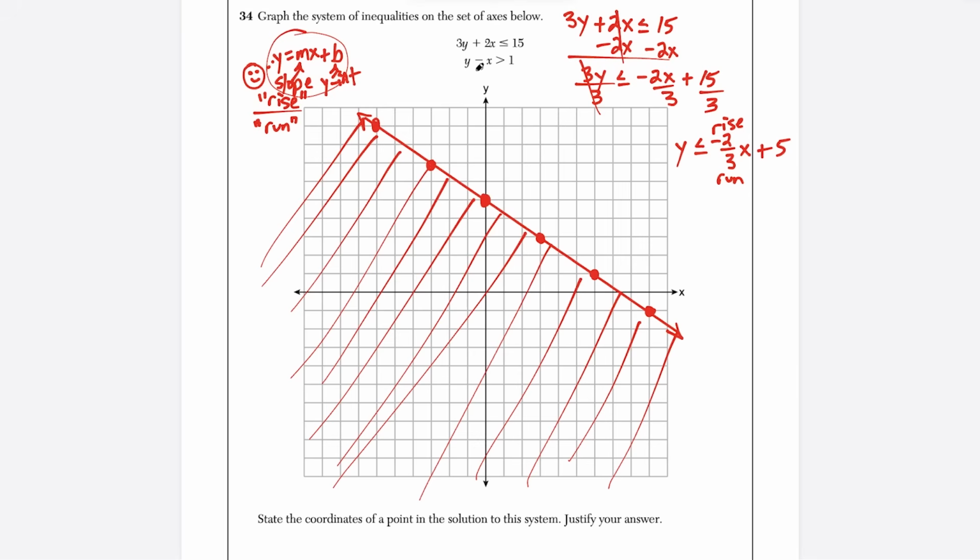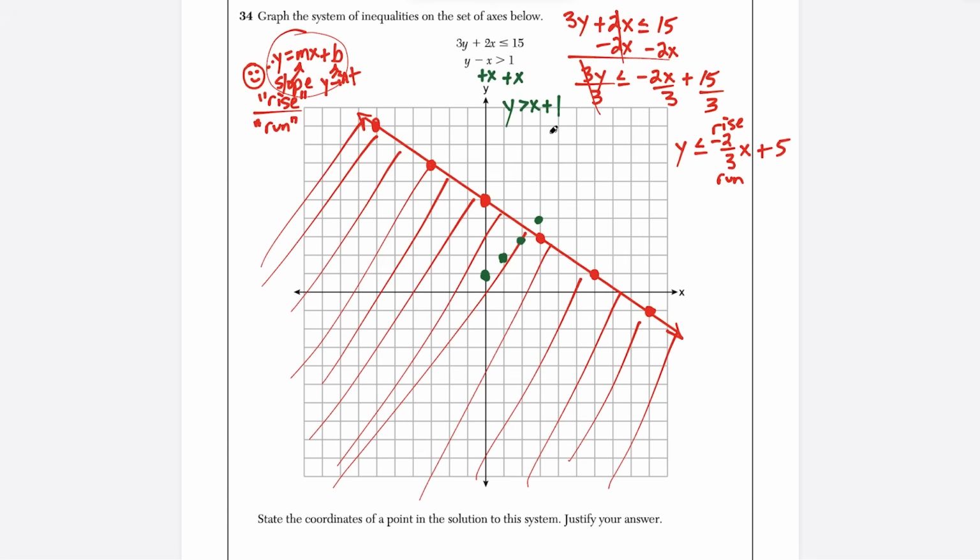For the second inequality, this one is a little bit easier to simplify. We just have to do plus x to both sides. So I'm going to go plus x on the left and the right side. And now I have y is greater than x plus 1. So for this one, the y-intercept is 1. So we're going to begin at 1. And our slope, the number in front of x, is 1. So a slope of 1 means we're going to go rise 1, run 1. Okay, so we're going up 1 over 1 like this.